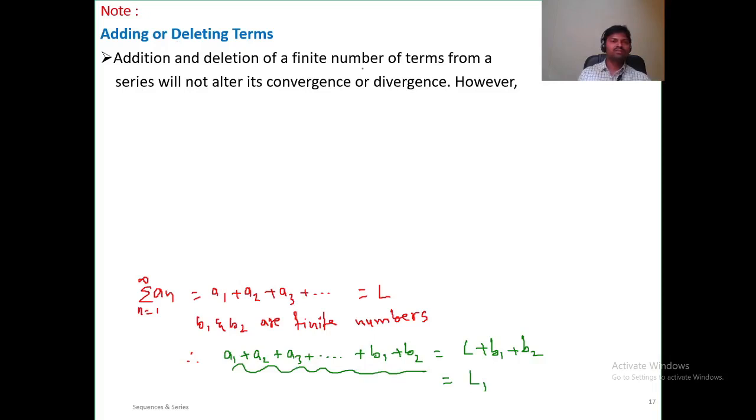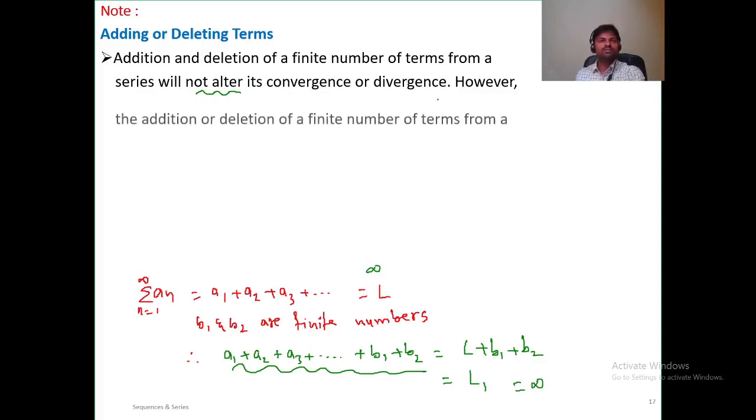Addition and deletion of a finite number of terms from a series will not alter, meaning will not change, its convergence or divergence. If the original series converges, then after adding two finite terms it also converges. Or deleting, for example, a1 from this, again it converges. You write minus a1 on this side and minus a1 on this side, and we get L minus a1, again a finite number. For example, if it diverges, let's say a1 plus a2 plus a3 and so on all diverge, that means plus infinity, then if I add two finite terms b1 and b2, this is also infinity only, so it also diverges. So it will not alter its convergence or divergence.